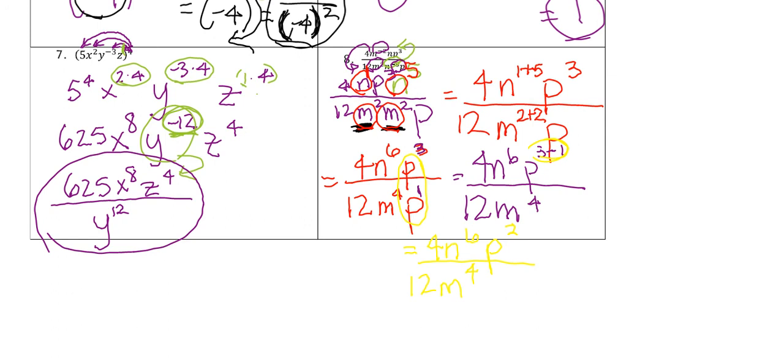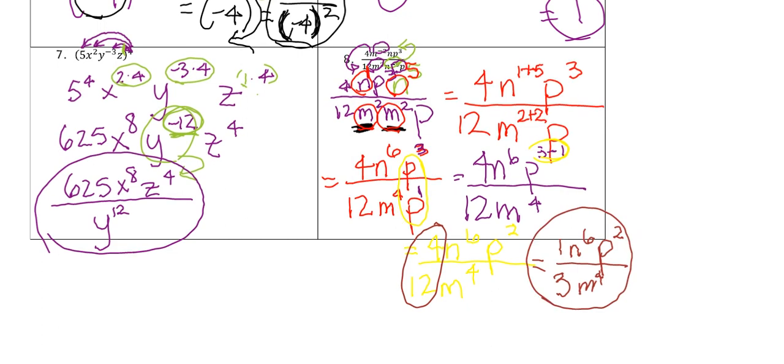Actually, there's one more step. I forgot about the coefficients here. 4 divided by 12. Okay, that simplifies to 1 over 3. And then n to the 6th, p squared on the numerator, m to the 4th on the denominator. And there you go. That is your final answer.